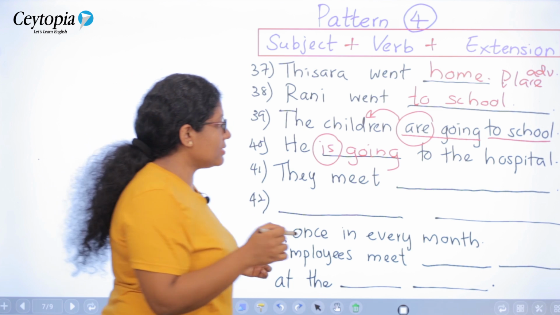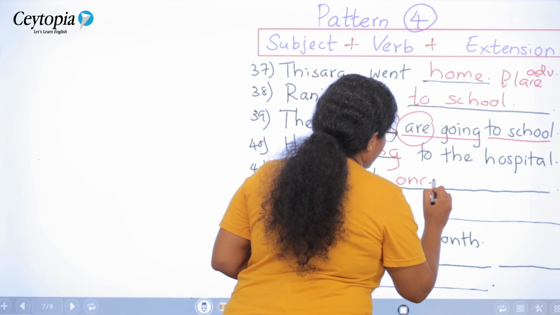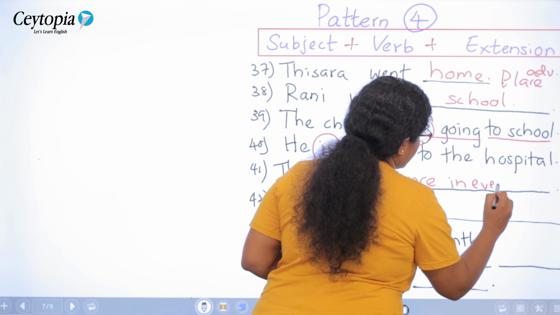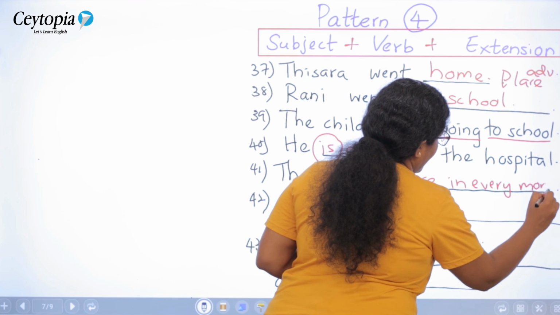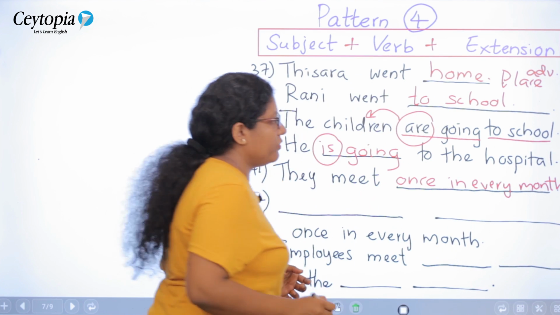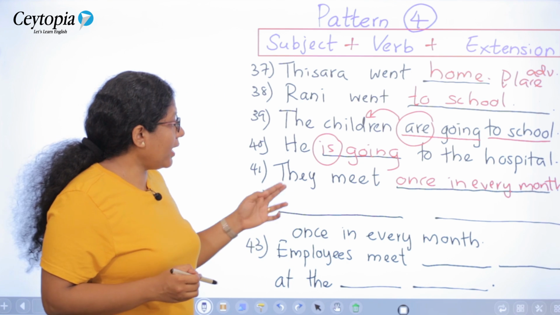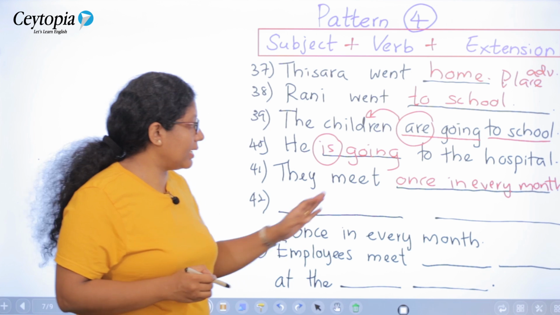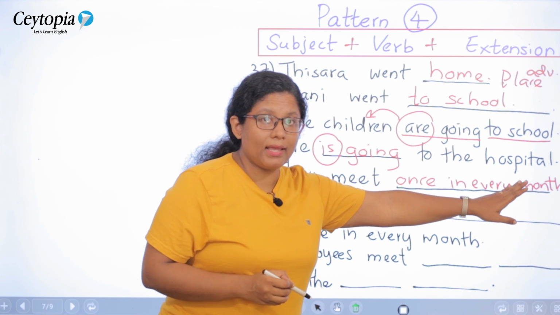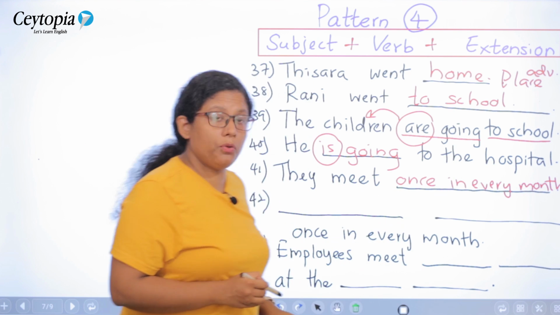Let's say once in every month. Once in every month. Now this time you have a time adverb which talks about the time your action takes place. They meet once in every month. The entire thing is an adverb which is a time adverb.